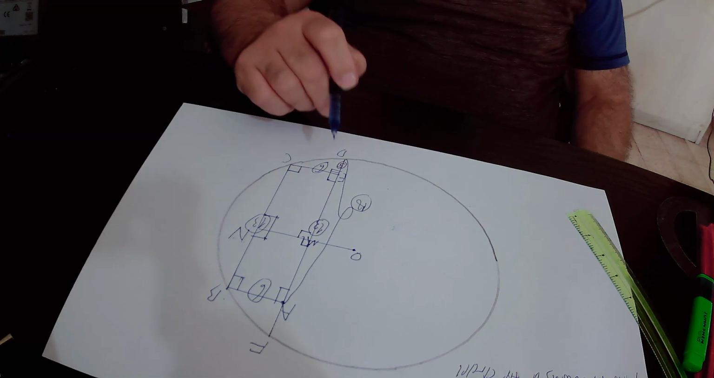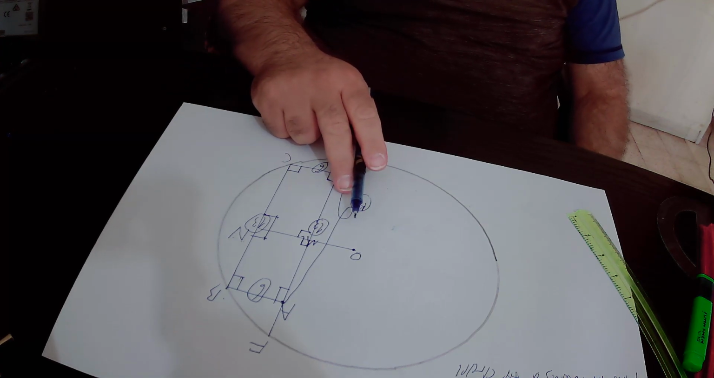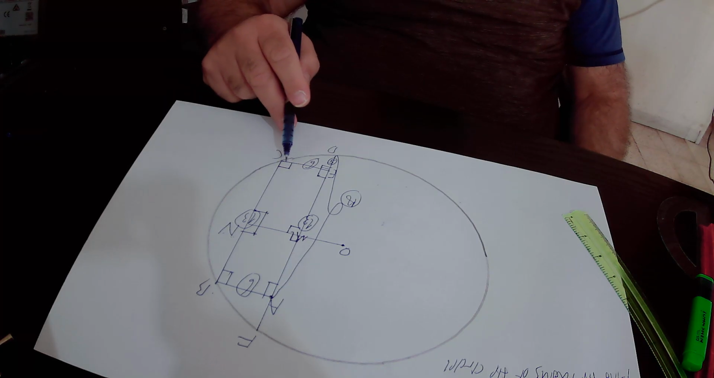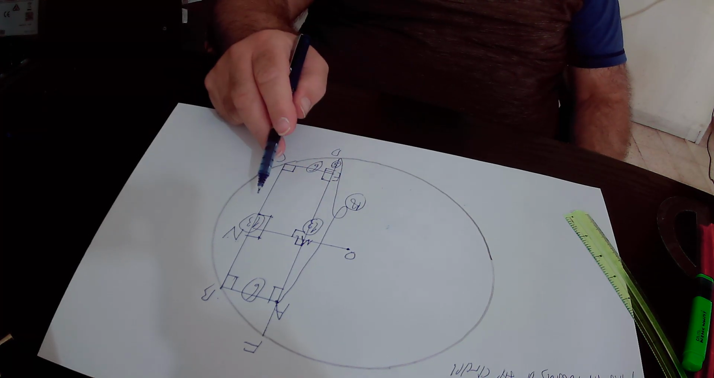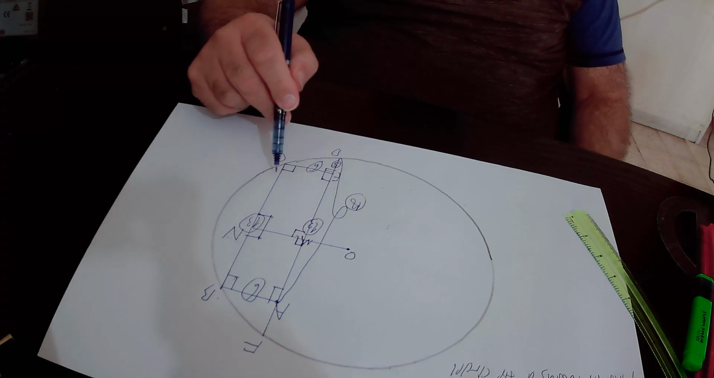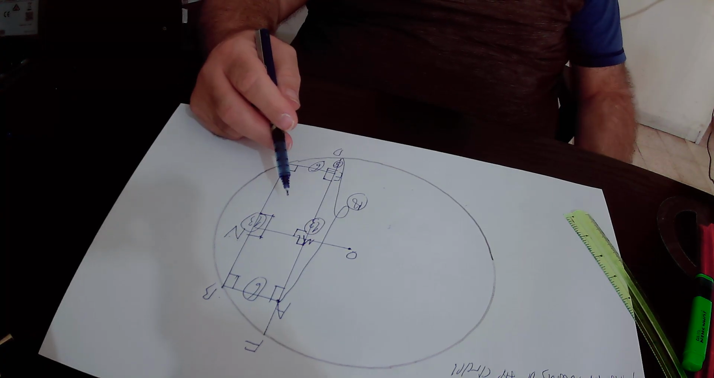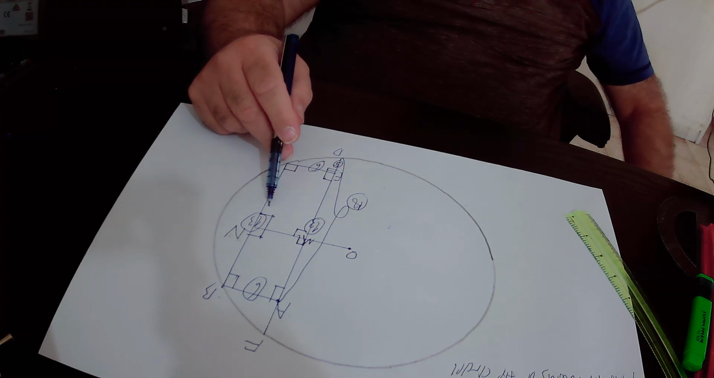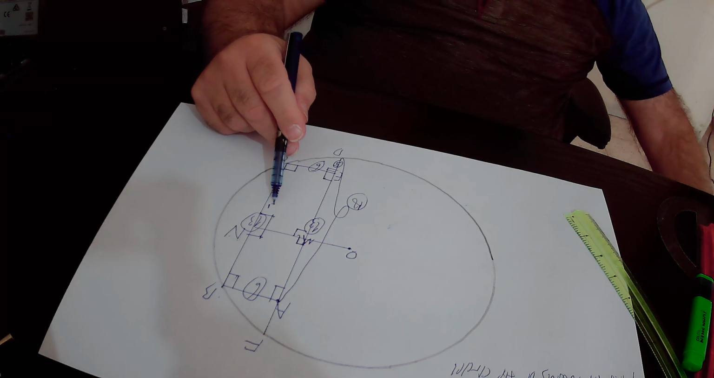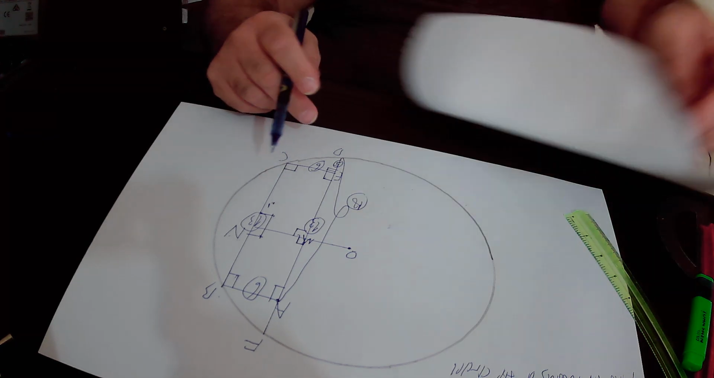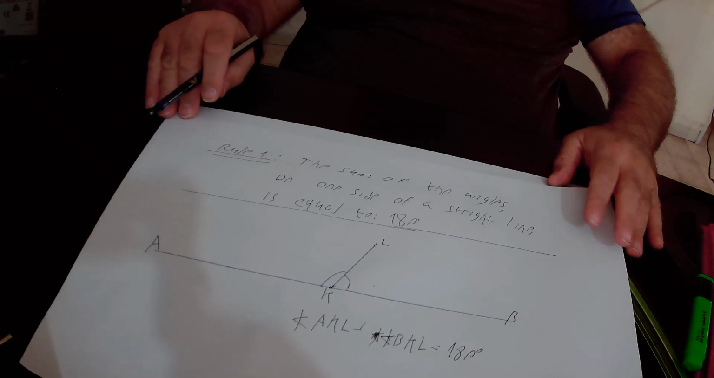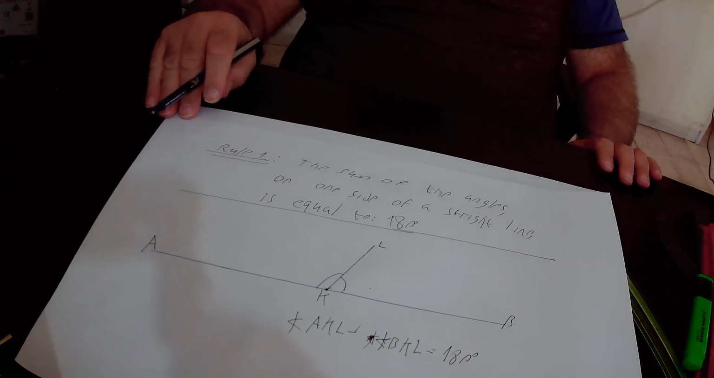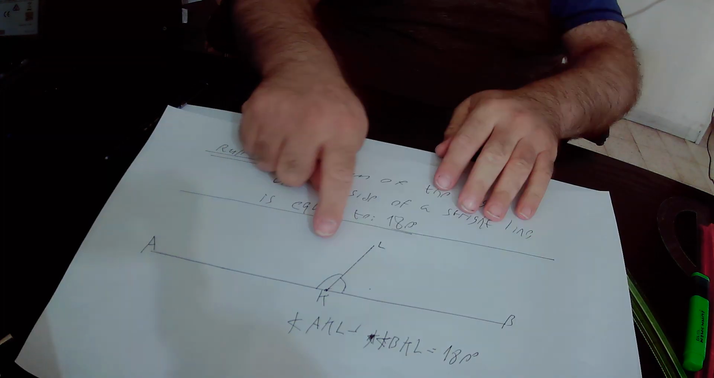A couple minutes ago, from point O, we drew a perpendicular on chord BC. ON is perpendicular to chord BC. So ON as a perpendicular is absolutely a straight line. Okay? And according to the old rule number 1, the sum of the angles on one side of a straight line is equal to 180 degrees. Here, the sum of those two angles, AB is a straight line.